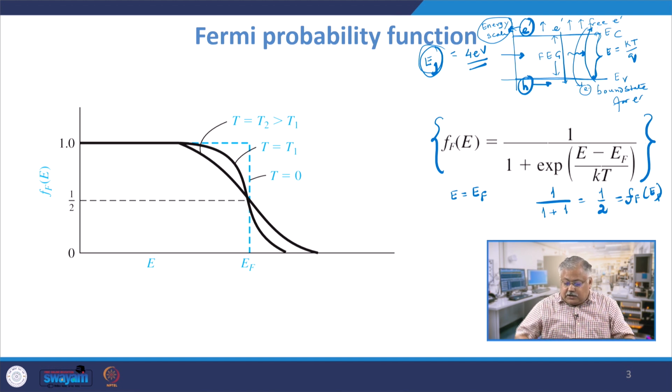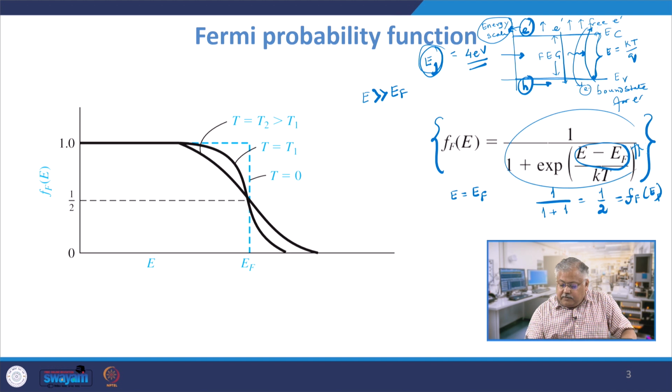Similarly, suppose E is much larger than the Fermi level. Then this quantity will shoot up, which means that the whole quantity will shoot down. Therefore, the probability of finding the electron goes low. Is it okay? Probability of finding it goes low.